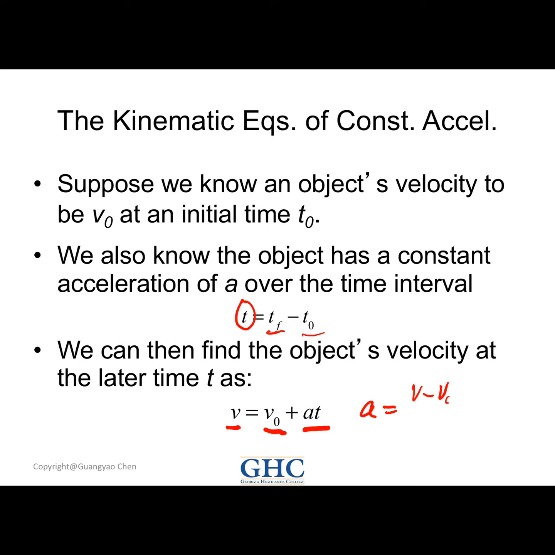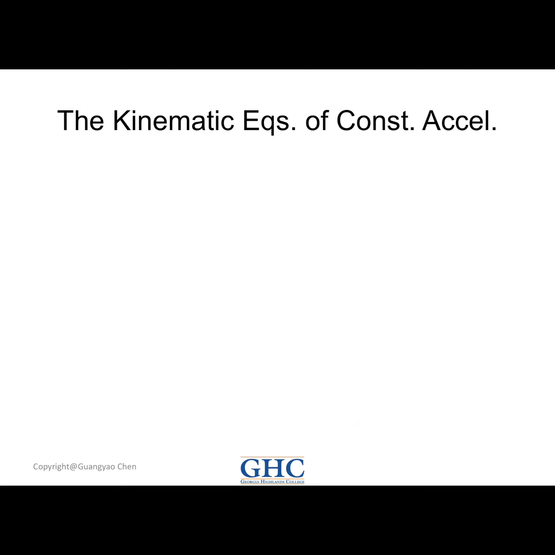Final velocity subtract the initial velocity over time interval gives you a. So this is the same equation. This is the first equation of constant acceleration motion. So let's write this down. The first kinematic equation for constant acceleration: v equals v0 plus at, and we can have a plot for this.